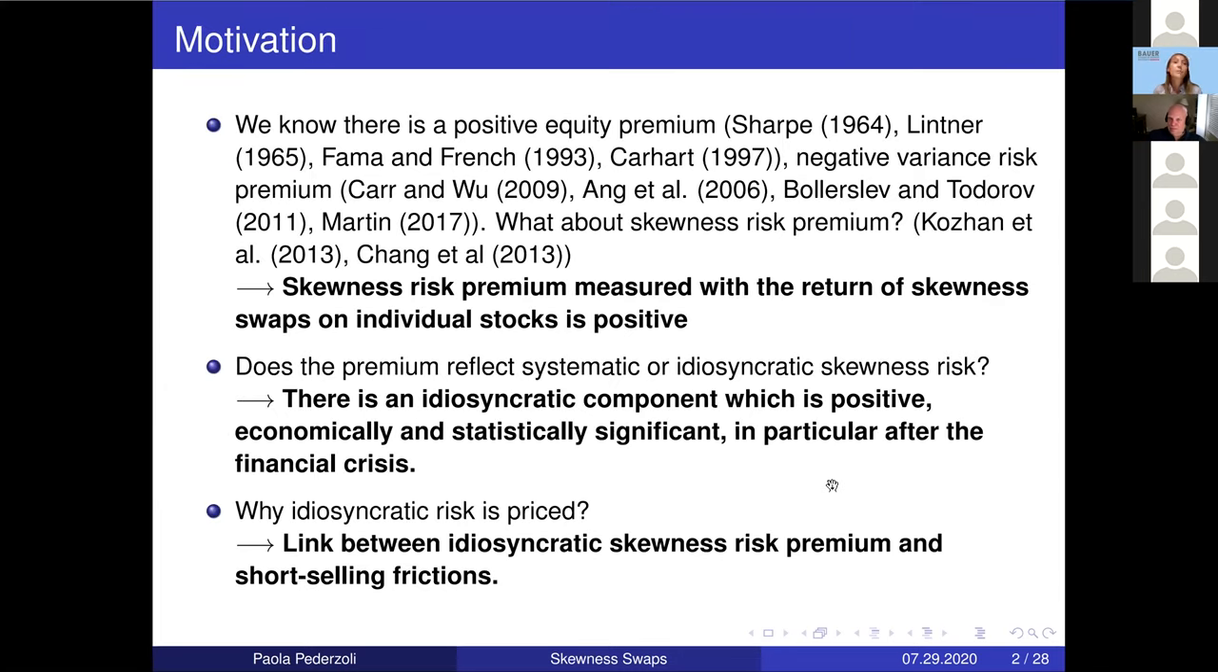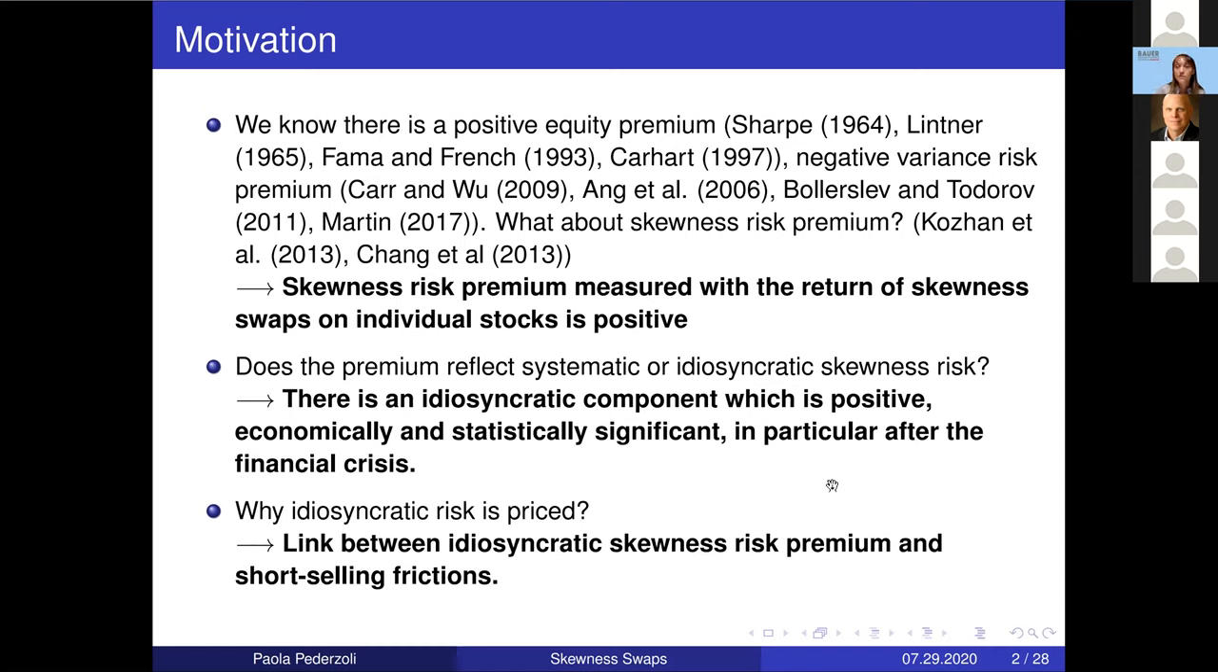So my paper contributes to the literature that studies the premium linked to the higher moments of the return distribution. So we know that there is a positive equity premium, which is modeled in the CAPM framework and factor models. We also know more recently that there is a negative variance risk premium. So investors don't like variance. And here I can see two main empirical methodologies that showed evidence of this negative variance risk premium.